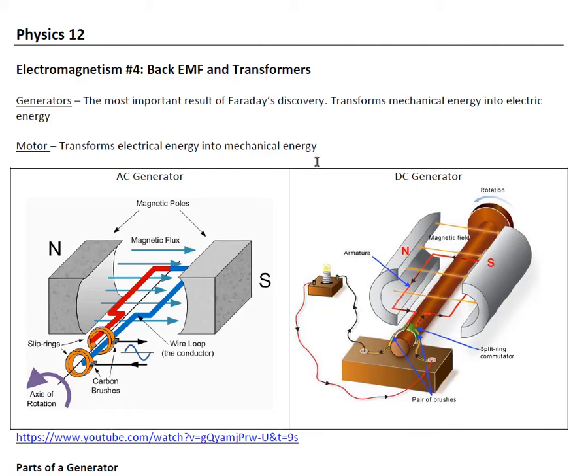Okay, for this last lesson in Physics 12, this topic is basically looking at some applications. One of the reasons this topic is so important is because this discovery of electromagnetism, the connection between current and magnetic field and vice versa, allowed the creation of two very important things to humanity. One is called the generator, and one is called the motor.